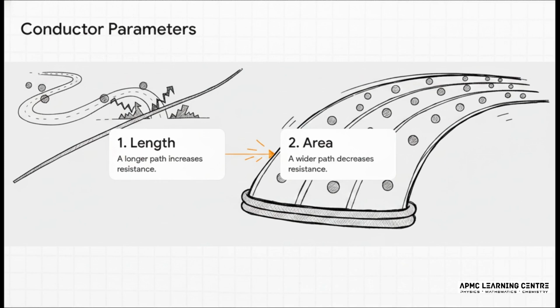And second, there's cross-sectional area. Think of this like the width of the road. A wider wire is like adding more lanes to a highway. It just gives the electrons way more room to flow, and that decreases the overall resistance.